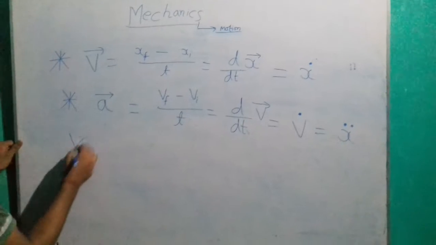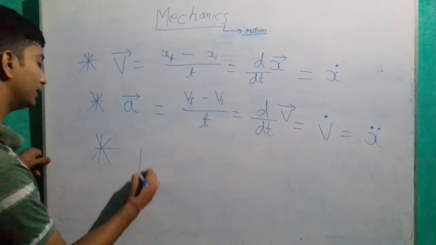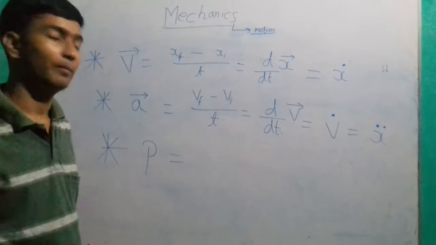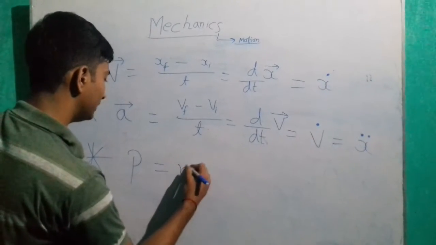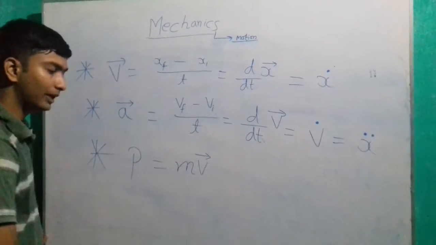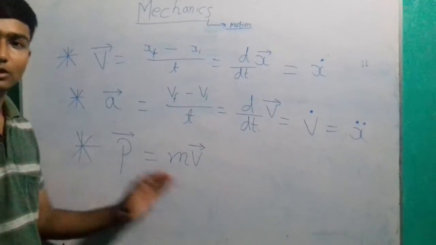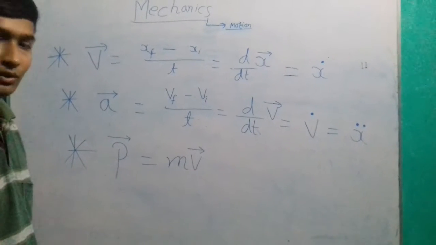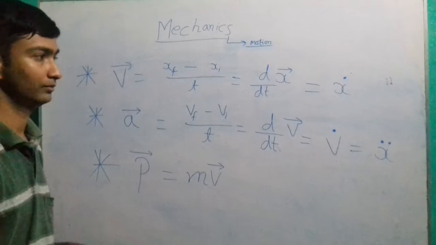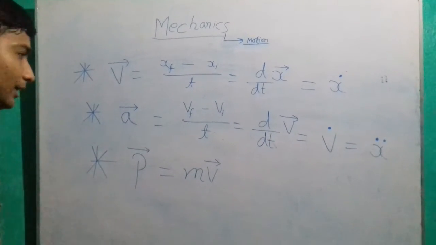And the other thing, the linear momentum. What is momentum? Momentum is defined as the product of mass and velocity, so p is equal to m times v vector. Since the v vector is a vector quantity, p, that means linear momentum, is also a vector quantity. Now I think we are in a state to understand the law of motion which was introduced by Newton.